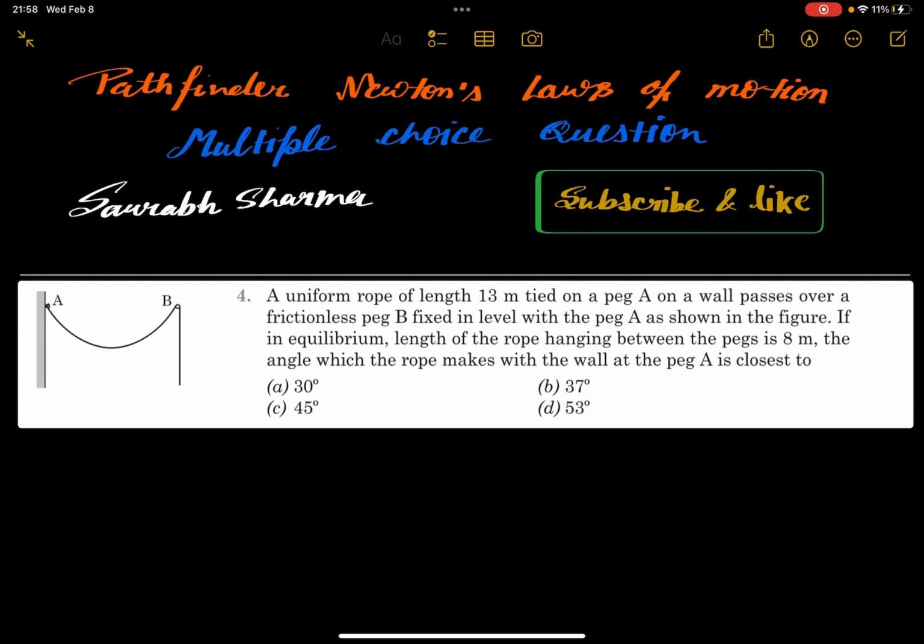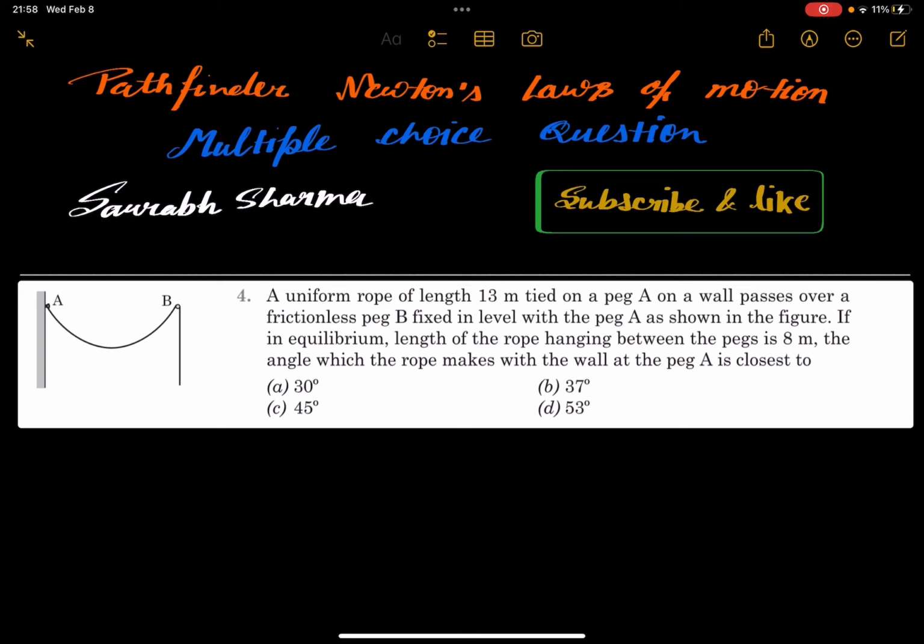Hello friends, I am coming with a standard and very interesting question, number 1 from Pathfinder, Newton's laws of motion. The question says that a uniform rope of length 13 meter is tied on a peg A on a wall and passes over a frictionless peg B fixed at the same level as peg A, as shown in the figure. If it is in equilibrium, the length of the rope hanging between the pegs is 8 meter. The angle which the rope makes with the wall at peg A is closest to?